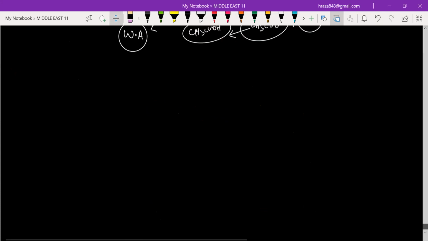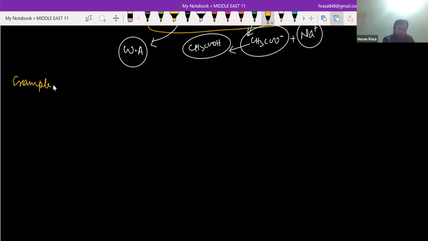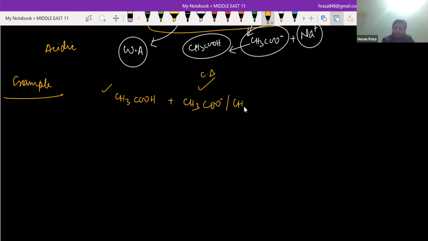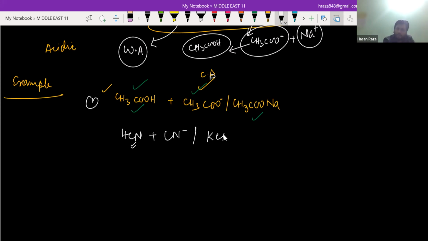Okay. Make a list of examples. In acidic buffer, there will be a weak acid. First example: CH3COOH plus its conjugate base CH3COO minus, or its salt with a strong base, CH3COONa. So a mixture of this or this will be an acidic buffer. Another example: HCN, which is a weak acid, plus CN minus, which is the conjugate base, or its salt with a strong base.